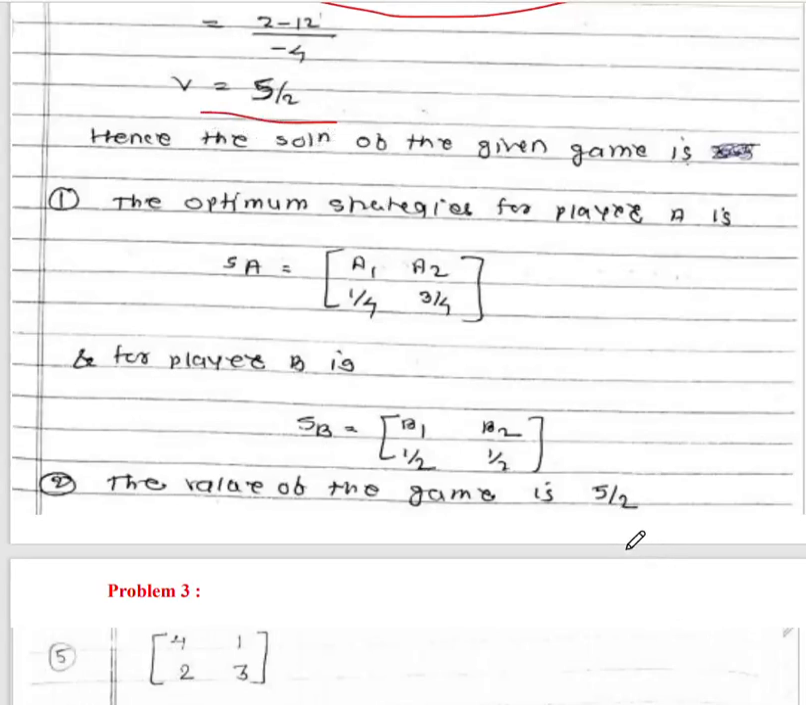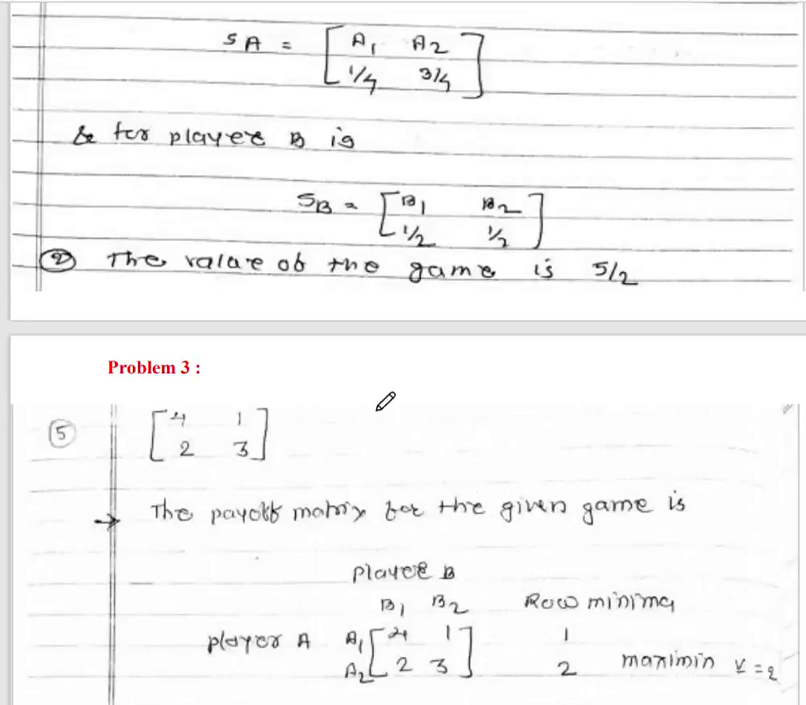So this is the second example on a mixed strategy where the given payoff matrix is without saddle point. Dear students, I hope you understood both examples. Now I will give you one example as homework, and you have to solve this problem.